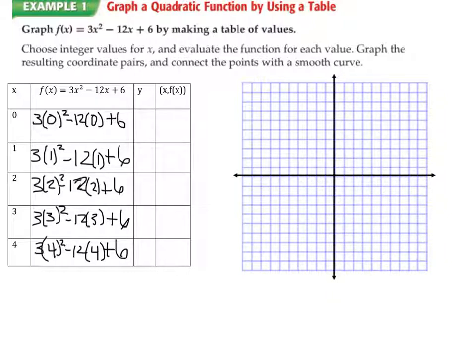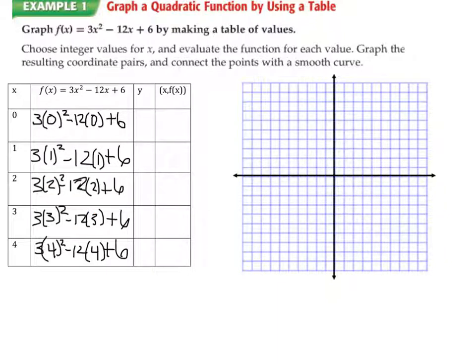So in our table, the values they gave us for x were 0, 1, 2, 3, and 4. So what I've done here is just gone through and plugged each value in to my equation for x. On the first one I plugged in 0, on the second one I plugged in 1 for x, on the third one I plugged in 2 for x, and so on and so forth.